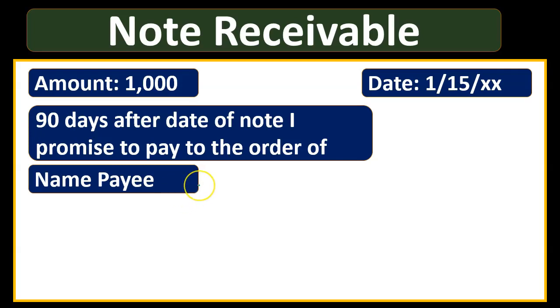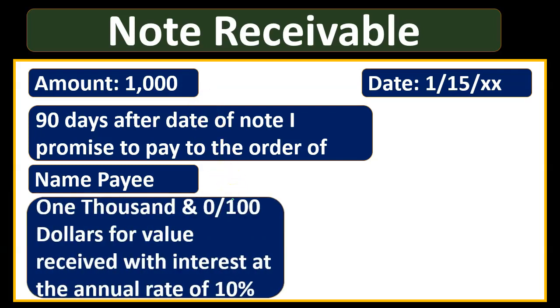Now, it's important to keep straight that the payee, as you can see from the wording of the note, is who we are promising to pay. So that's in essence us. That's the business. That's who is going to get paid at the end of the time period, the principal amount plus the interest. So the other component then will be the interest. We're going to pay $1,000 for value received with interest at the annual rate of 10%.